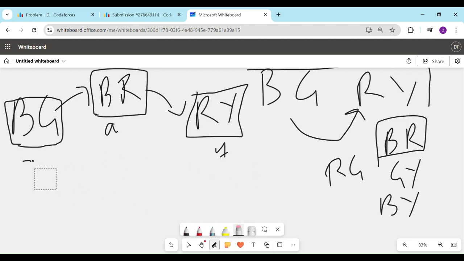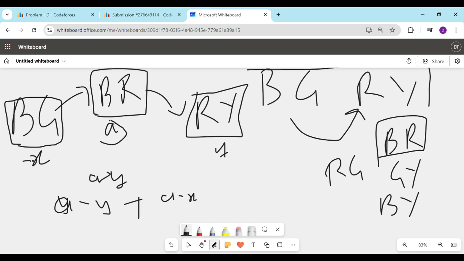Now the second case. In the second case, I will take A just before BG, so A is less than X. What would be my answer in that case? X minus A plus Y minus A. And now my third case: A is more than Y. Then what would be my answer in this case? A minus Y plus A minus X.